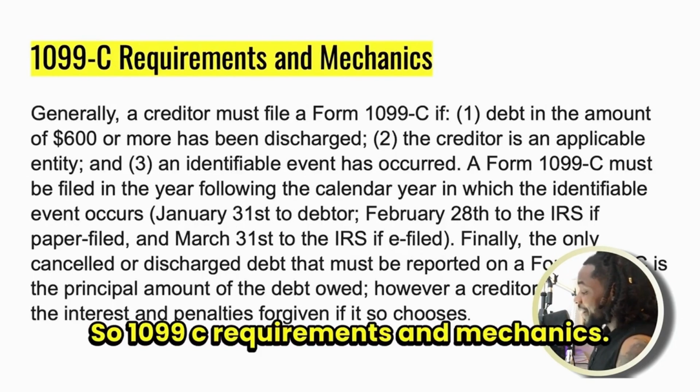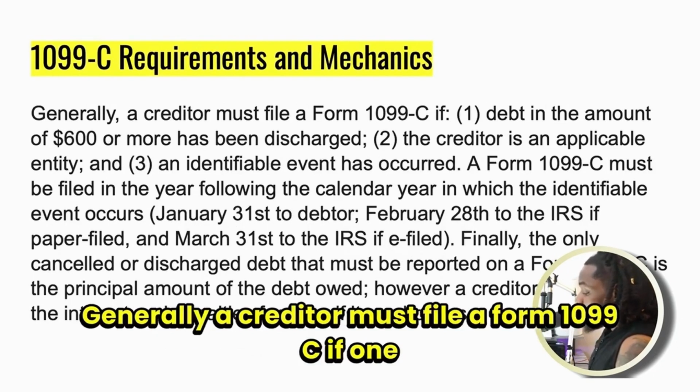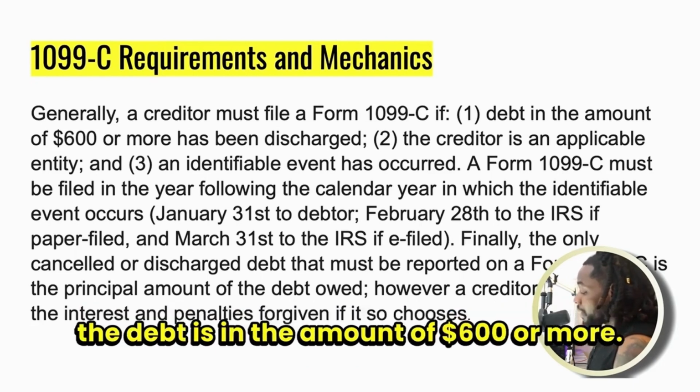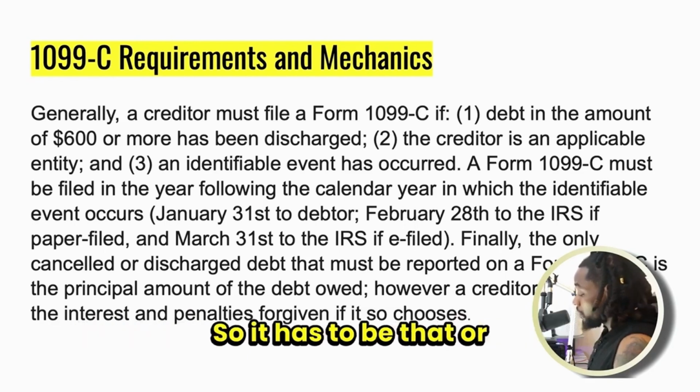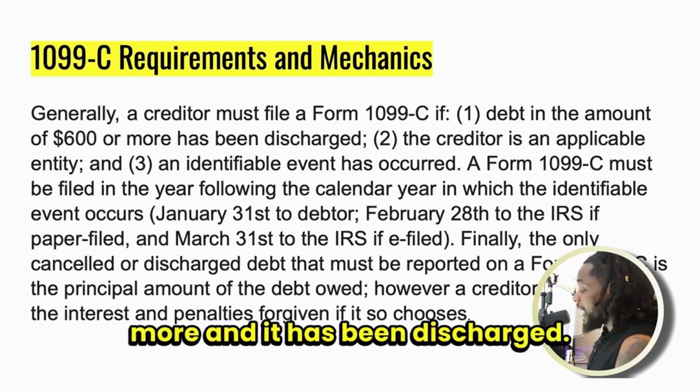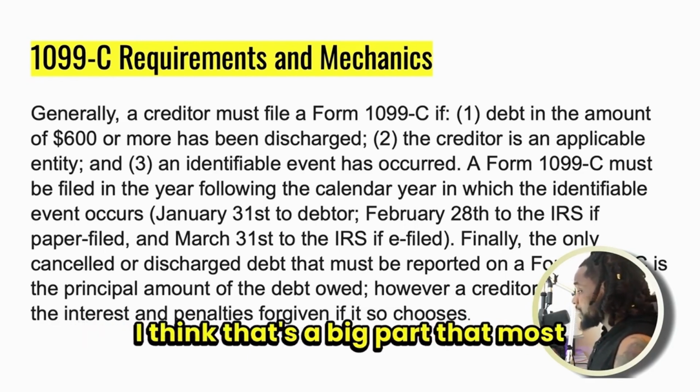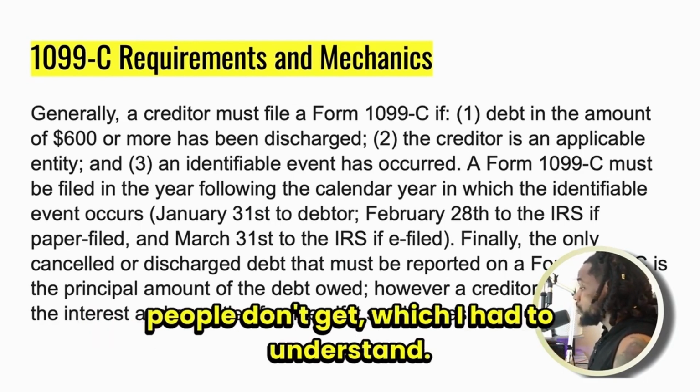So, 1099-C requirements and mechanics. Generally, a creditor must file a Form 1099-C if, one, the debt is in the amount of $600 or more, so it has to be that or more, and it has been discharged. I think that's a big part that most people don't get, which I had to understand.